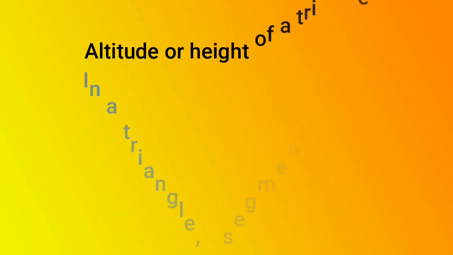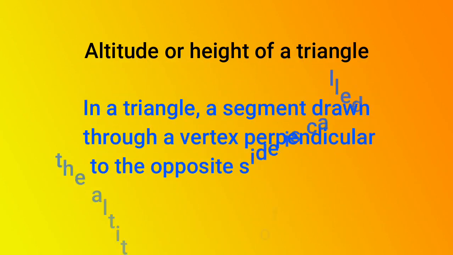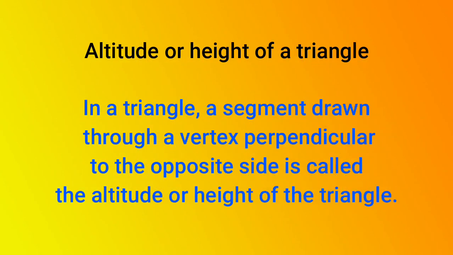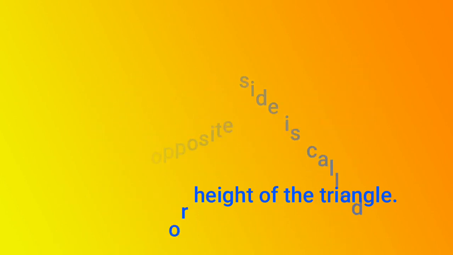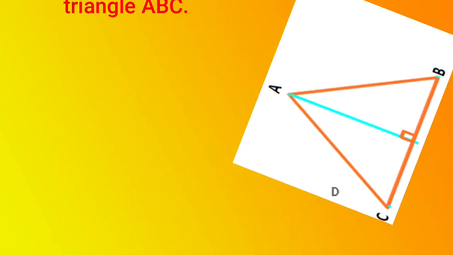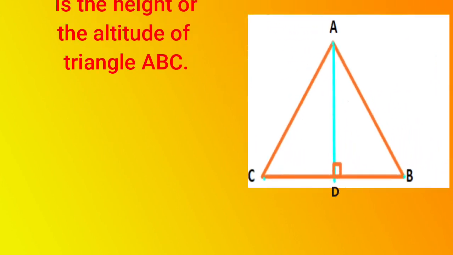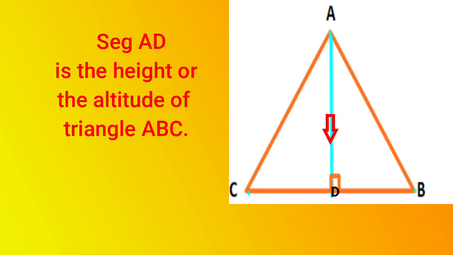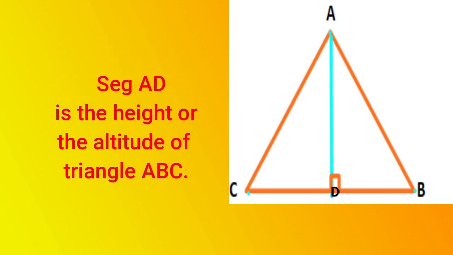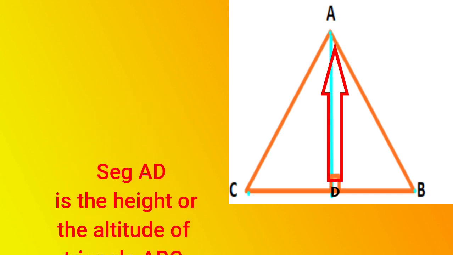Altitude or height of a triangle. In a triangle, a segment drawn through a vertex perpendicular to the opposite side is called the altitude or height of the triangle. Look at this figure. In triangle ABC, segment AD is drawn through vertex A and is perpendicular to segment BC, which is opposite side to vertex A. Hence, segment AD is the height or altitude of triangle ABC.